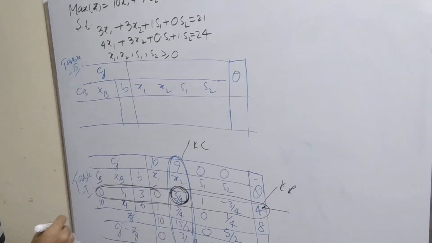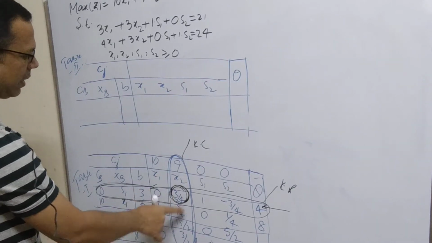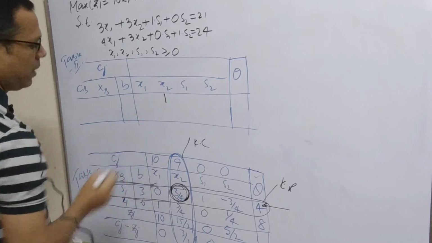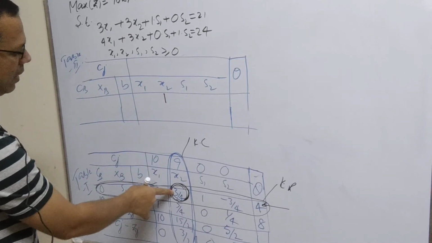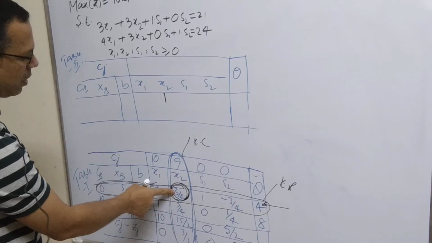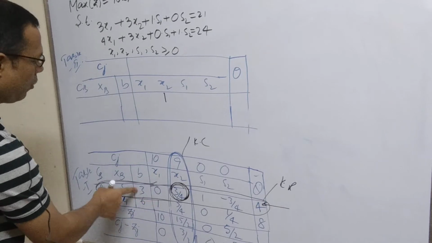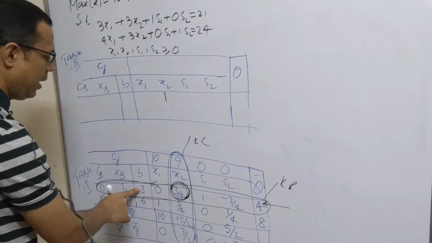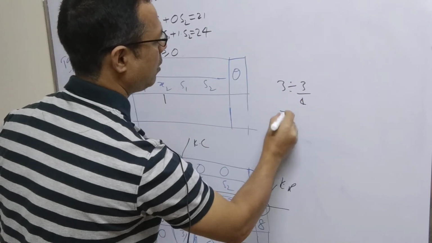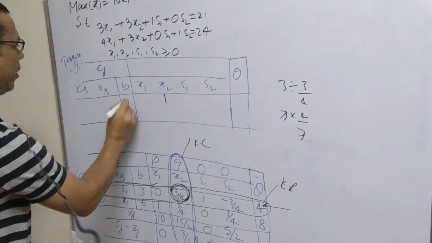So what is our aim? Our aim is to change this value to 1. Then only we will get the unit matrix. It means we need to get 1 here. So how to get this one? We need to divide this value by itself. So 3 by 4 divided by 3 by 4 will give 1. Here also we need to divide 3 by 3 by 4. It means 3 into 4 by 3. So the result is 4.